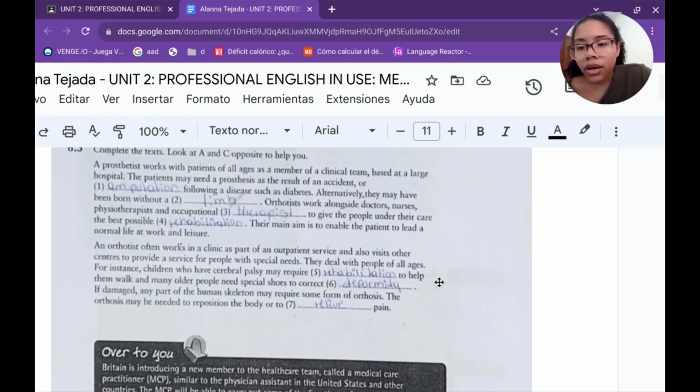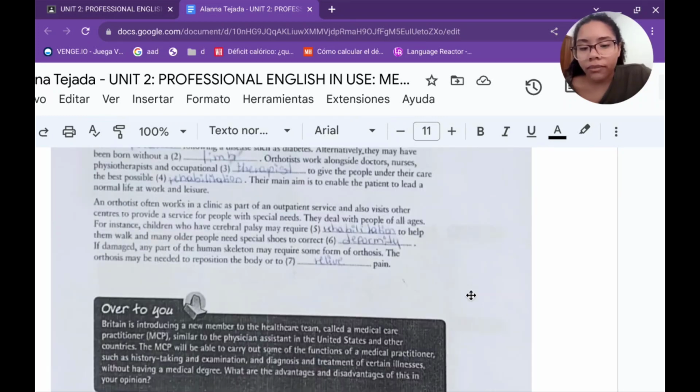An orthotist often works in a clinic as part of an outpatient service and also visits other centers to provide a service for people with special needs. They deal with people of all ages. For instance, children who have cerebral palsy may require rehabilitation to help them walk, and many older people need special shoes to correct deformity. If damaged, any part of the human skeleton may require some form of orthosis. The orthosis may be needed to reposition the body or to relieve pain.